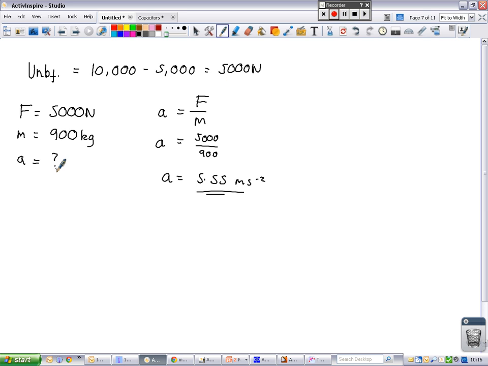We then apply Newton's second law because we're looking at unbalanced forces. Newton's second law tells us that F equals ma. So what we used here was a rearrangement of that equation. This F, remember, is your unbalanced force. We calculate out that acceleration is 5.55 meters per second squared.